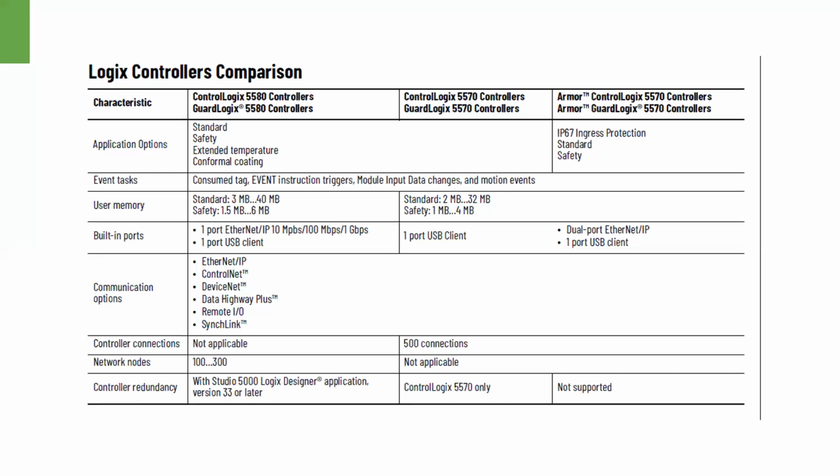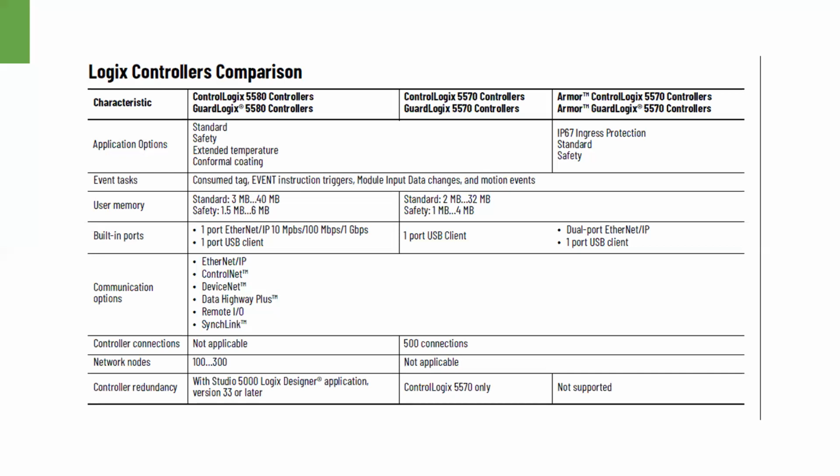Whereas in the 5570, there is some overhead used for the CPU, I guess OS and stuff. Whereas on the 5580, you have all 40 megabytes available to you if you're using that top end processor. The 5580 does have that embedded Ethernet port, and it does support 1 gigabit speed as well. So if you're trying to do some high speed communications, then you can take advantage of that gigabit speed in that port.